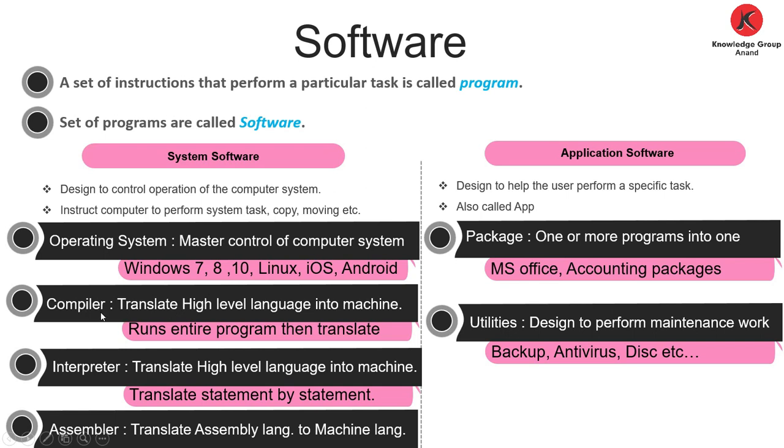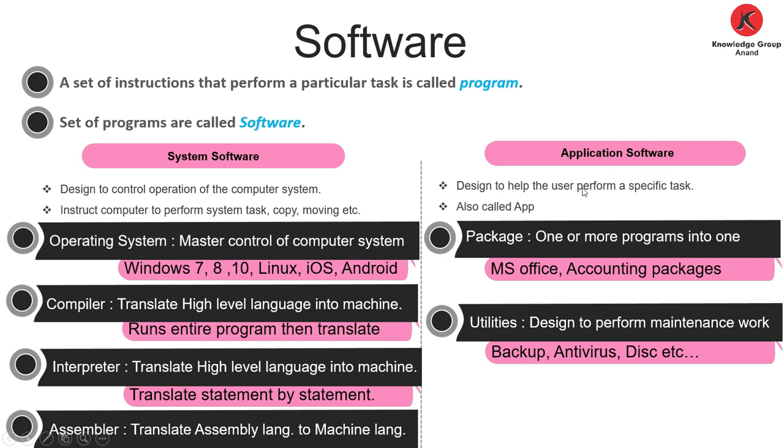Next, a compiler translates high level language into machine language. It translates the entire program and then runs it. That is called a compiler. Whereas an interpreter translates high level language into machine level language statement by statement, line by line. And an assembler translates assembly language into machine language. So this is called system software.